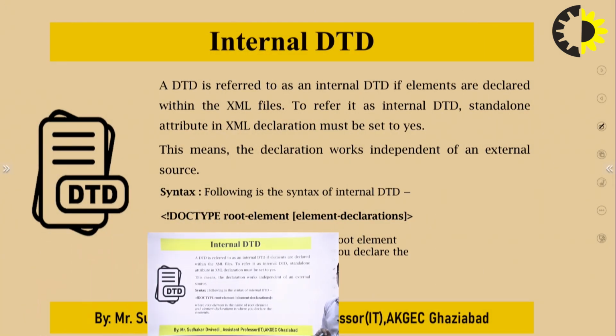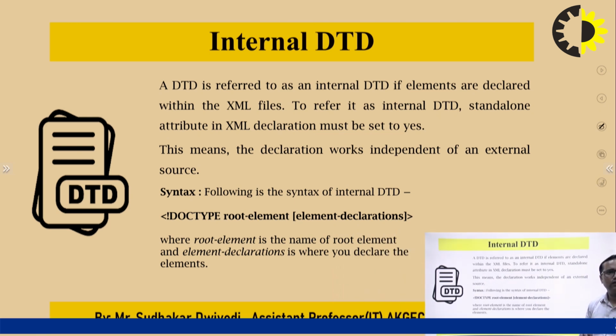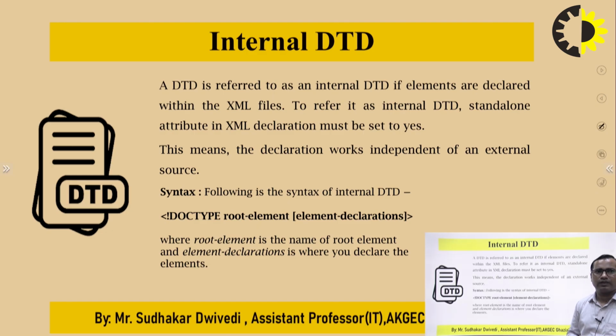Now the internal DTD. A document type definition, as I have said, outlines the way the XML file should be created. Our DTD is referred to as an internal DTD if all the elements are declared within the XML file. To mark it as an internal DTD, the standalone attribute that I mentioned in your previous class, in the XML declaration, must be set to yes. This means the declaration works independently of any external source.